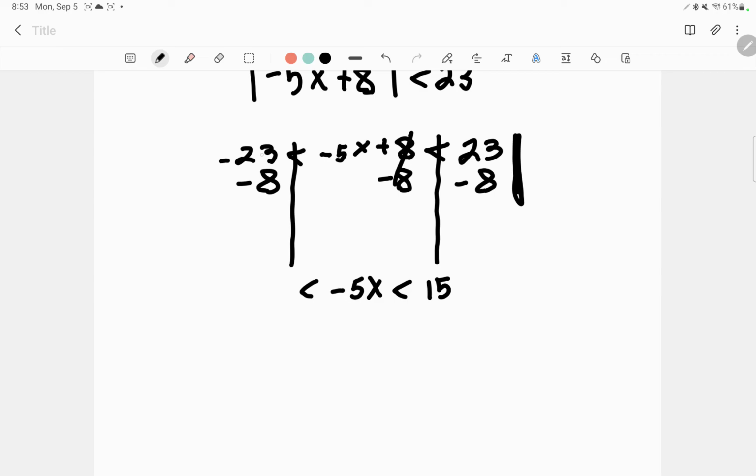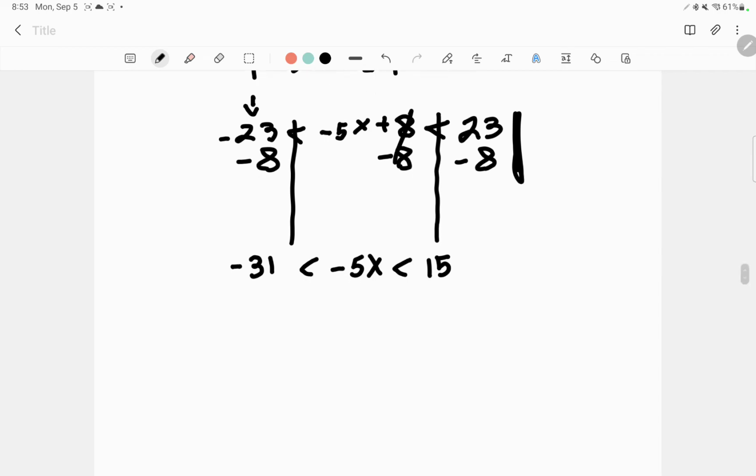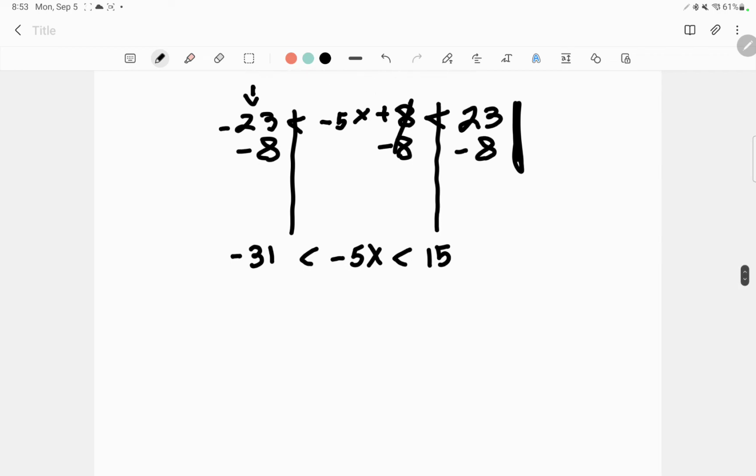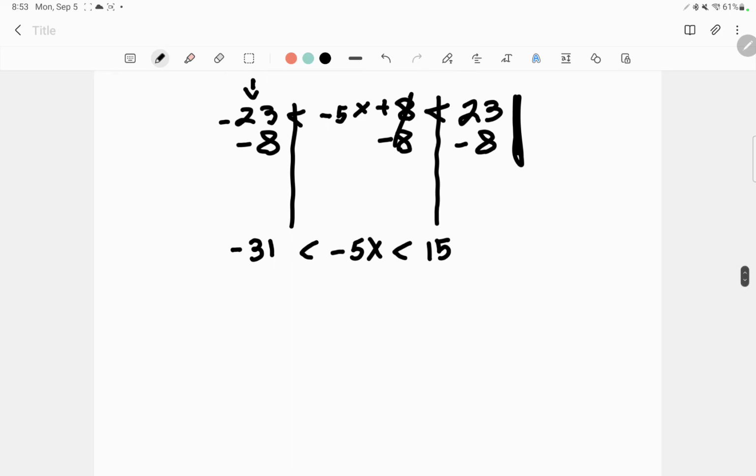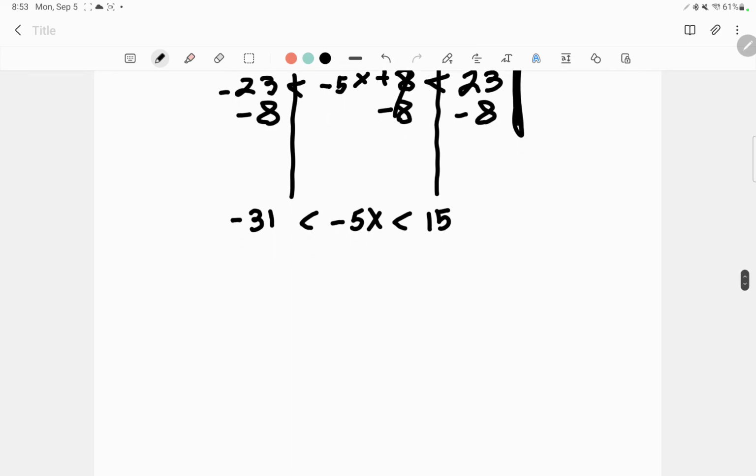Now, on the other side, both of them are negative, so I'm going to add them. So I'm going to get what? 31, I believe? Yes, but also remember, because both of them are negative, I'm going to have to put a negative in front. Now, at this point, I almost got my answer already. I'm going to divide by negative 5 on both sides.